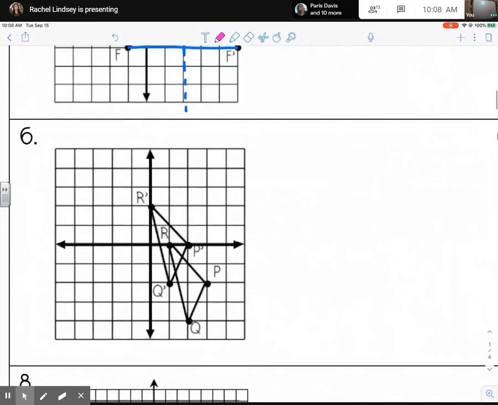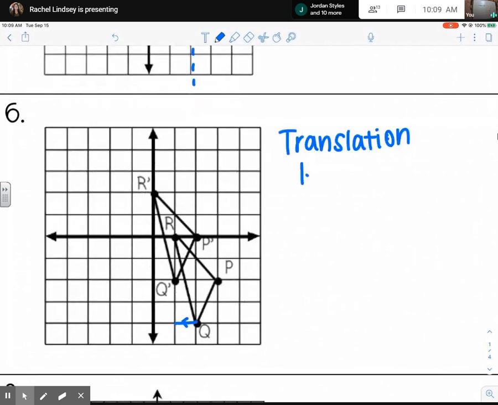Okay? Looking at number 6, what do you think that one is? Translation. We need to write it in words and in a coordinate rule. So translation. I've got to start at my pre-image and go to my image. So I'm going to look at Q and Q prime. Do I go left or right? Left, I'm going left 1. And then what am I doing? Up 2.